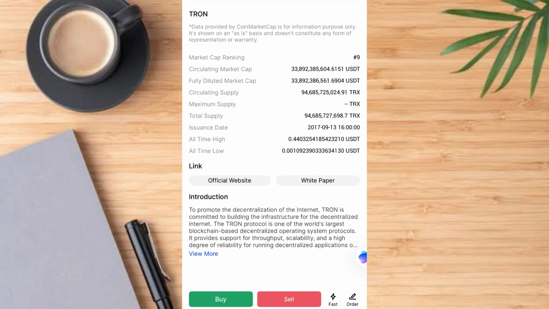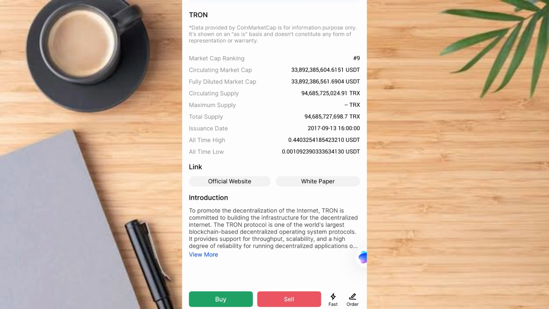You have Tron, data approved by CoinMarketCap, is for information purpose only. So this information is obtained from CoinMarketCap, and Tron coin is ranked number 9 among the coins in the world. Then the circulating market cap is what you see here, about $33 billion. Then the fully diluted market cap is what you see here, guys. Then the circulating supply of TRS is what you see in this place. The maximum supply, you have it here. Total supply, you have them. So you have some information about this token in this place.